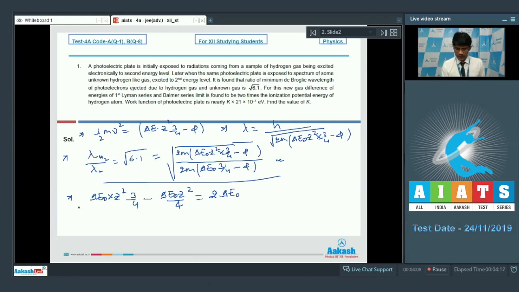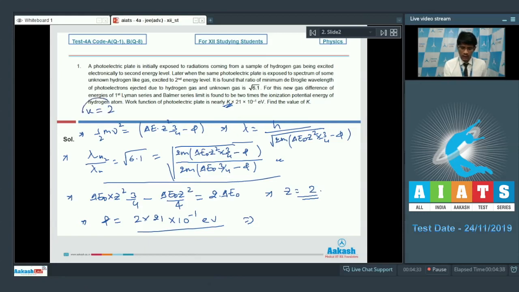So just calculating this part, we are getting Z equal to how much? It is the value of 2. Once we put this value of Z equal to 2 in this equation, we'll be getting the value of phi to be equal to 2 into 21 into 10 to the power minus 1 electron volt. So from here we will be getting the value of K, that is coming out to be 2. That is our answer for question number 1.